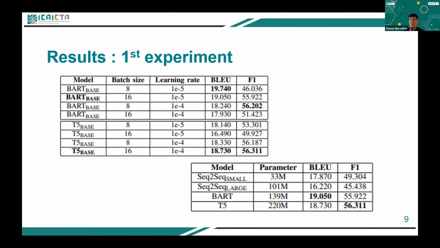And for T5, the best one is the fourth one, which achieved both the best BLEU and best F1 score. These metrics are used because BLEU shows how fluent the response of the system is, and F1 is the correctness of the entity that is given by the system. The best models for each model type, the sequence small, the sequence large, and BART and T5, are shown in the second table. Both BART and T5 outperform the sequence-to-sequence models by quite a large margin, and BART excels in BLEU while T5 excels in F1.